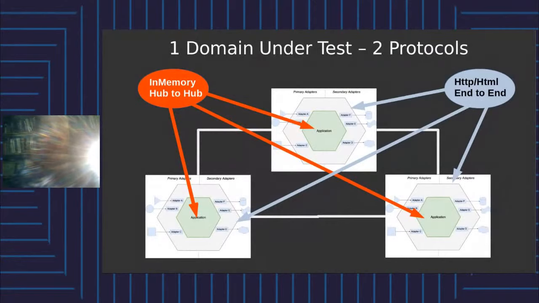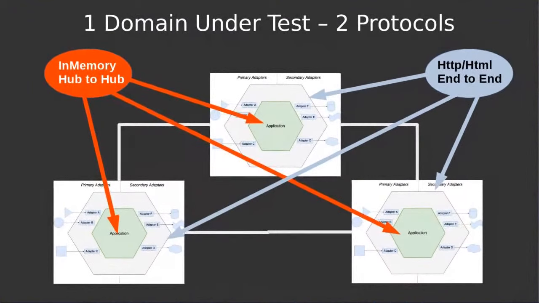And when you have multiple microservices, it's the same thing. So we run the test twice. The first time I only use the hub, that is the internal of the hexagon. And the second time I use HTTP, HTML, end-to-end, putting all together. In this way, every time we have a small change, we can verify that everything works, basically, before putting it in production.